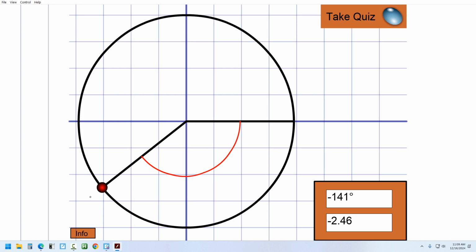How do you read that top number? Negative 141 degrees. Does anybody know how you read the bottom number? Okay, that's what we're going to talk about. By the end of today, you should be able to take that and turn it into the bottom number.